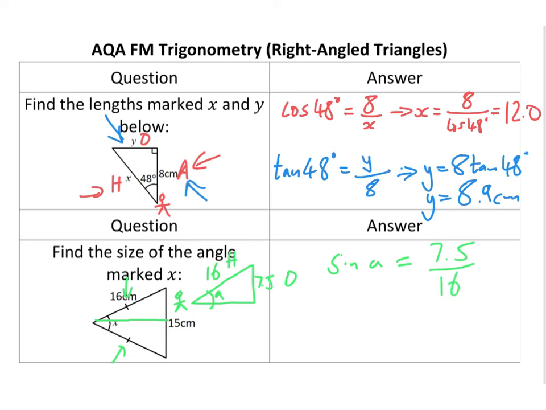And so therefore, to work out x, I'm going to do 2 lots of sine to the minus 1, the inverse of sine, of 7.5 over 16, which gives me 55.9 degrees. Okay, so that should all have been revision for you, but there you go, just a little reminder.